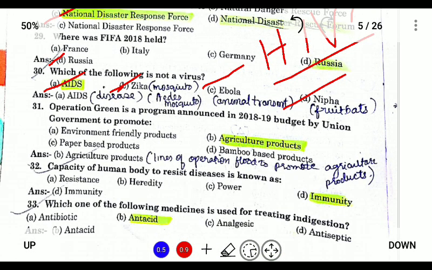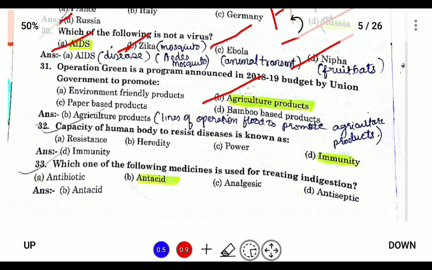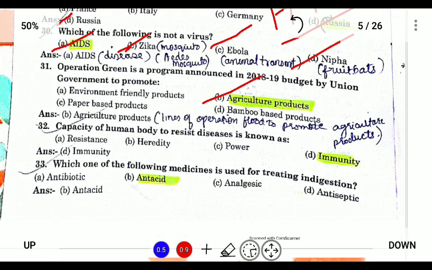Operation Green is a program announced in 2018-19 for agriculture products. This is purely numericals. Next, the capacity of a human body to resist disease is known as immunity. The immune system comes from the word immunity.